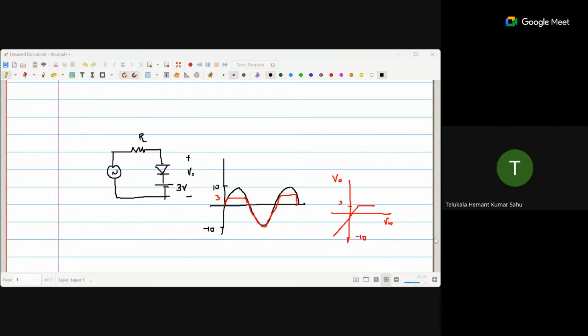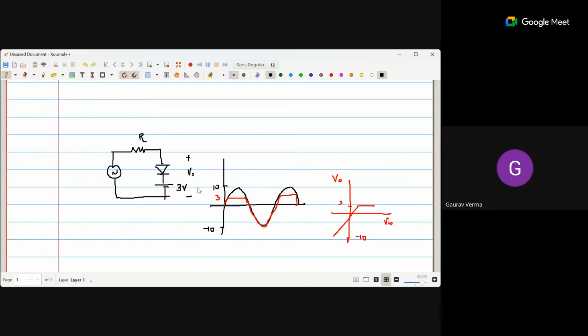I think during reverse bias, since the diode is open circuited, the total input voltage will appear at the output. The output will follow the input voltage, and when the diode is forward biased, the output voltage will be fixed at 3 volt. Am I right, ma'am? Yes. When it is forward biased, that is this portion, it will get clipped at 3 volt, and the other way, the output will follow the input, because you can see here with this connection.